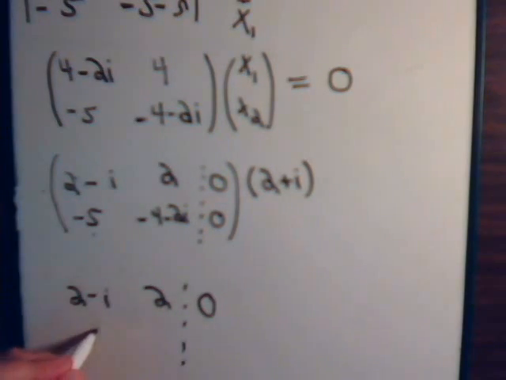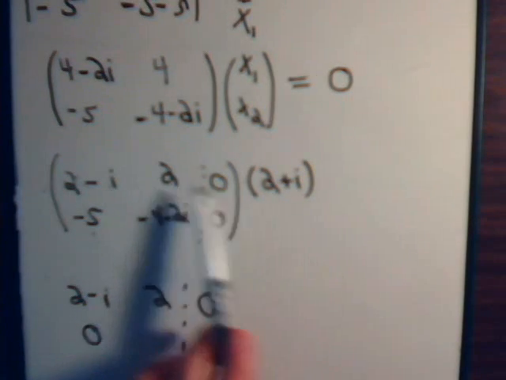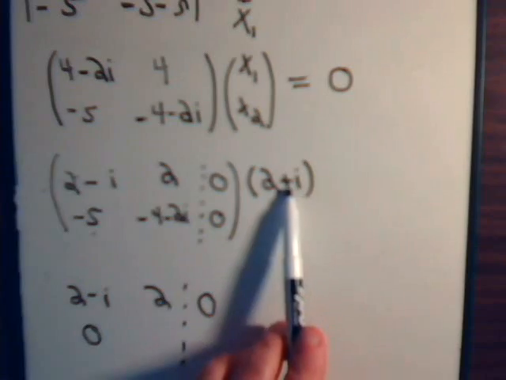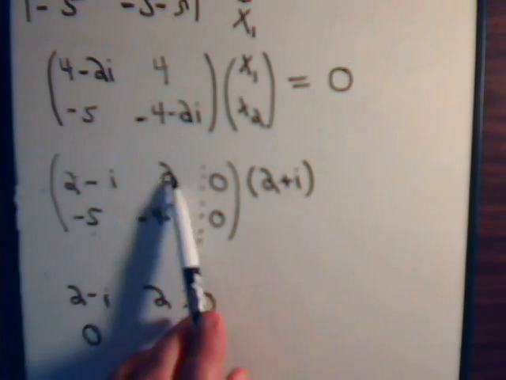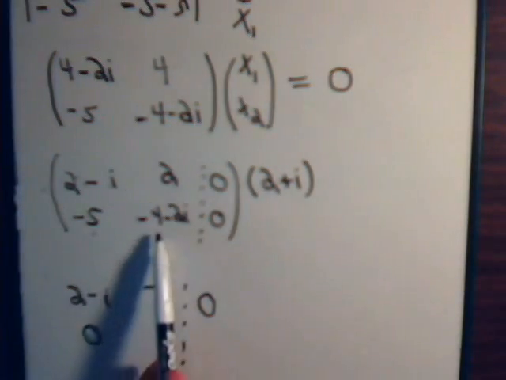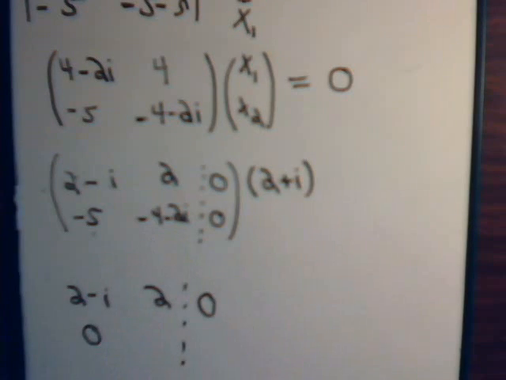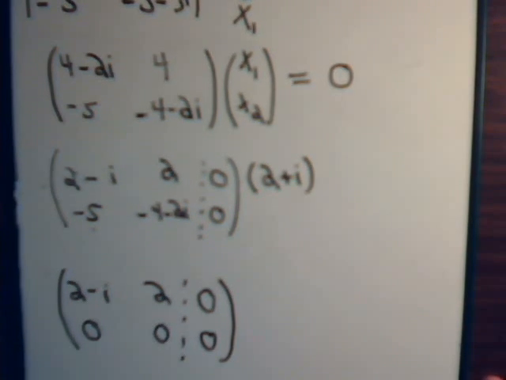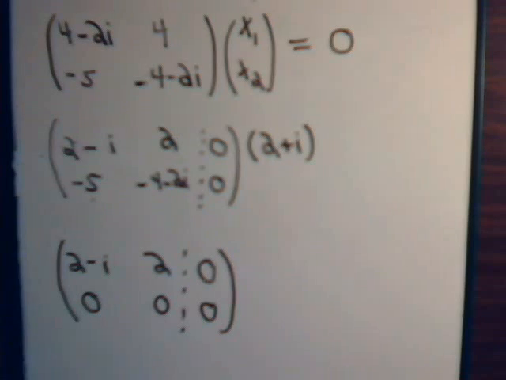Add, this is 0. We multiply this by 2 plus i. We're going to have 4 plus 2i. 2 times 2 is 4 plus 2i. We get a bonus that knocks out this one too. So our augmented matrix is like this.